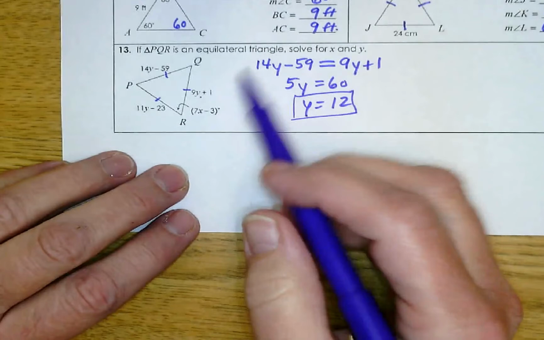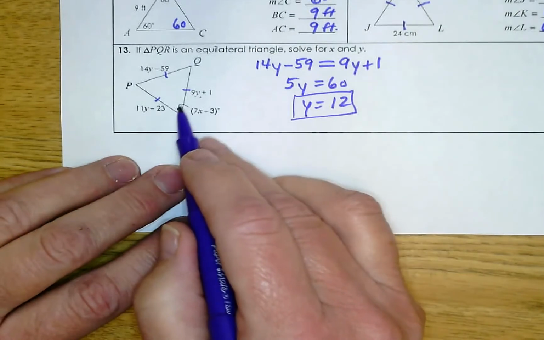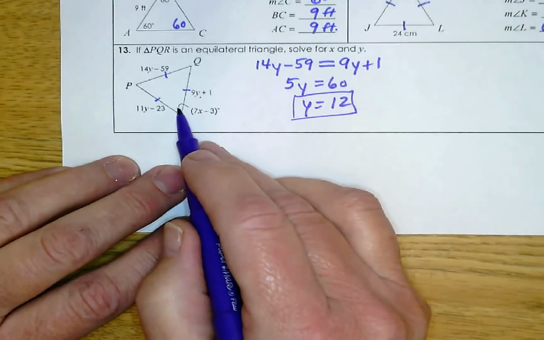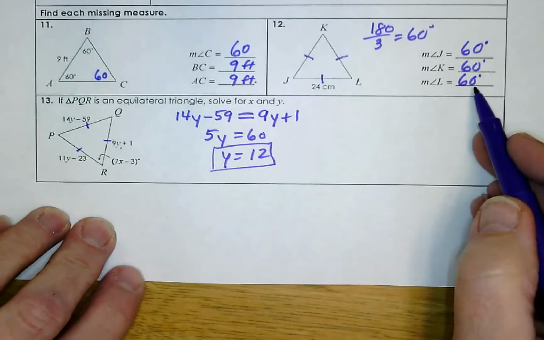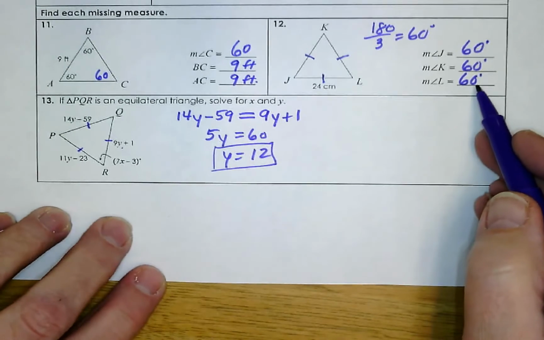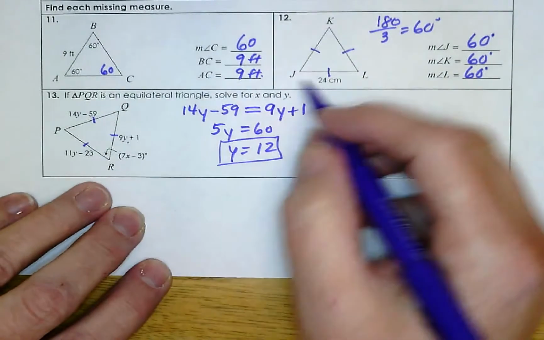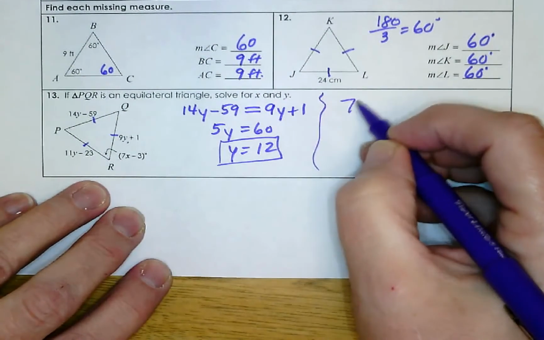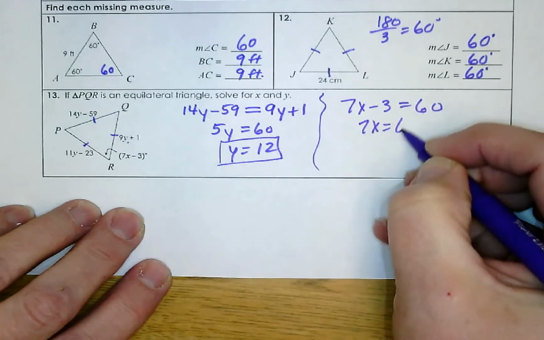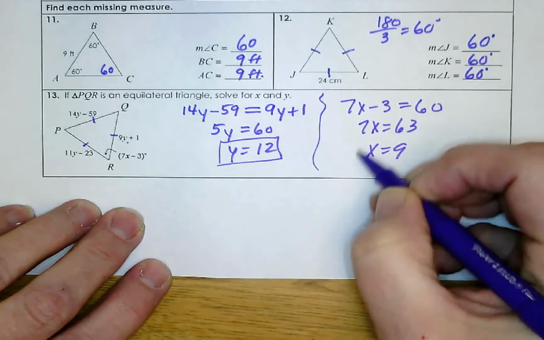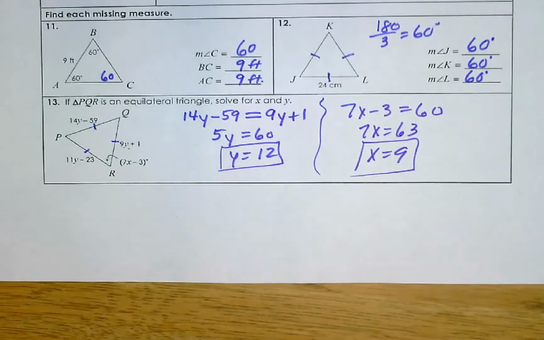As far as the angle goes, I'm only given this one angle, angle R, but we know from our previous problem up here that if all three sides are the same, all three angles are going to be 60. So this 7x minus 3 has to equal 60. And there's my value of x. So there are the notes dealing with isosceles and equilateral triangles.